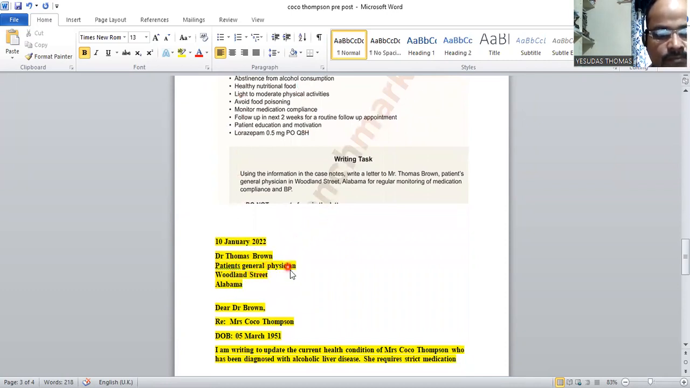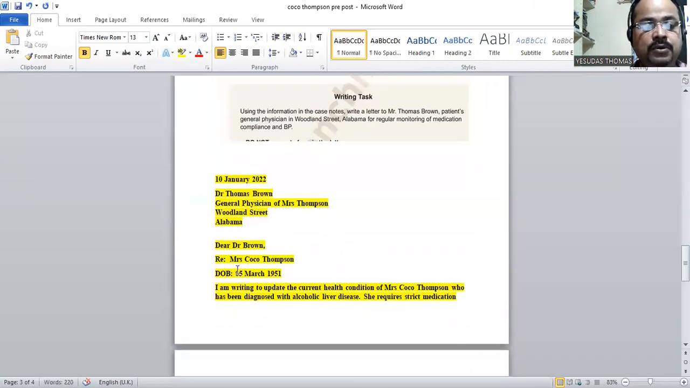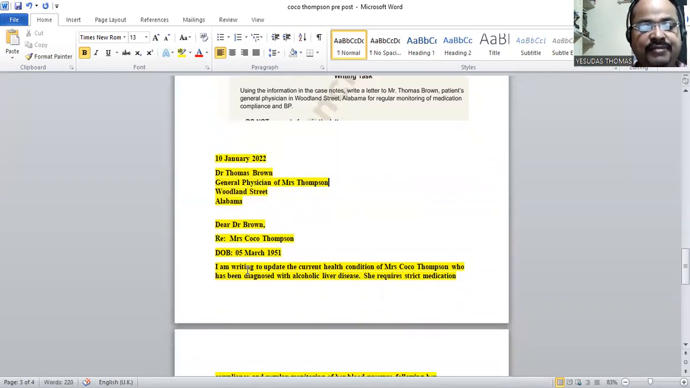So we can say patient's, yes, I go with a small change here: general physician of Mrs. Thompson. Woodland Street, Alabama. Dear Dr. Brown, Mrs. COCO Thompson, date of birth 5 March 1951.